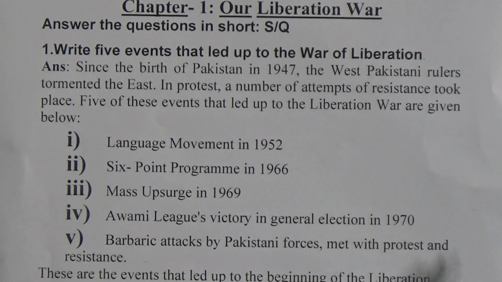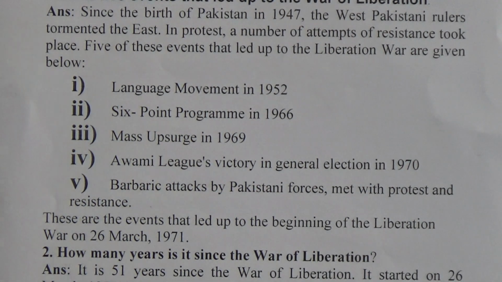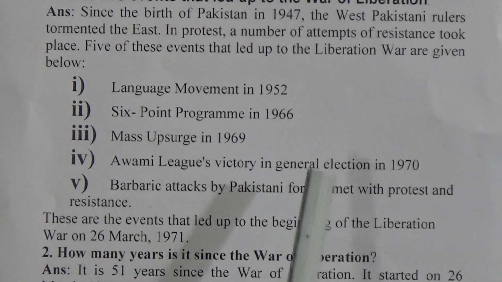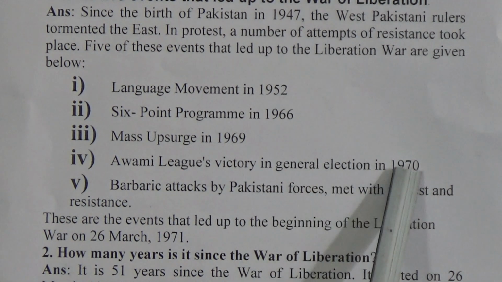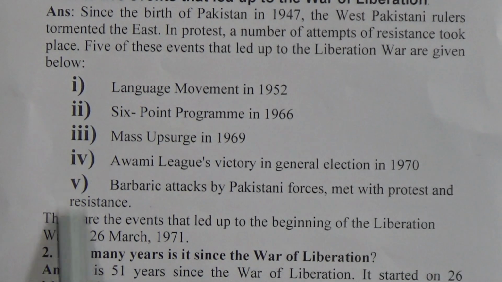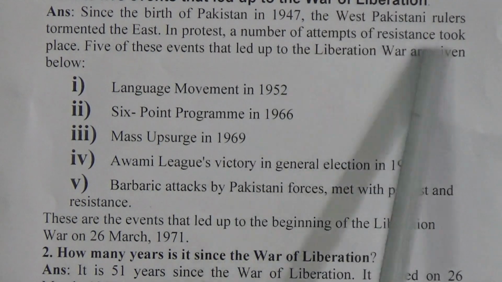We have discussed these events in our previous classes too. We talked a lot about the language movement, 6-point program, mass upsurge, Awami League's victory in 1970, and barbaric attacks by Pakistani forces met with protest and resistance. So after the barbaric attacks, our liberation war started. These 5 events happened before our war of liberation.